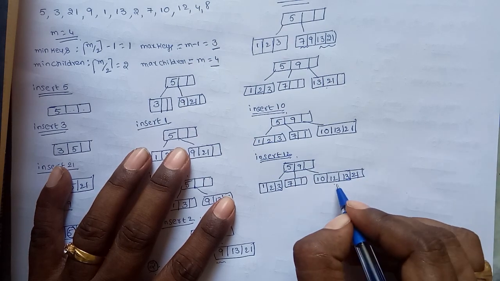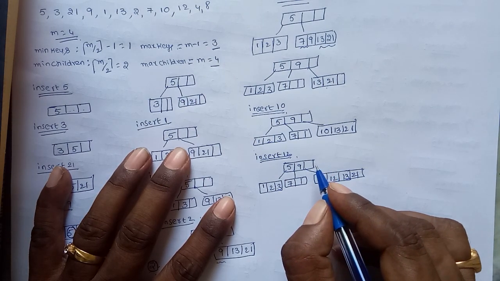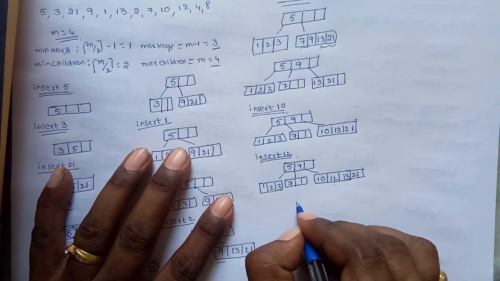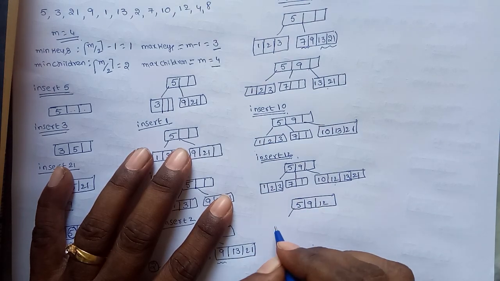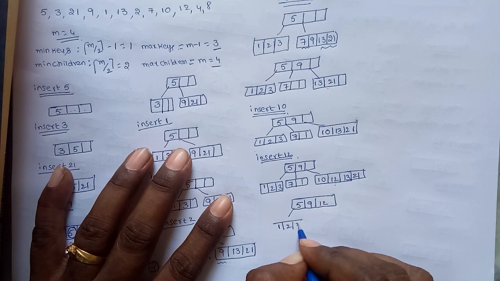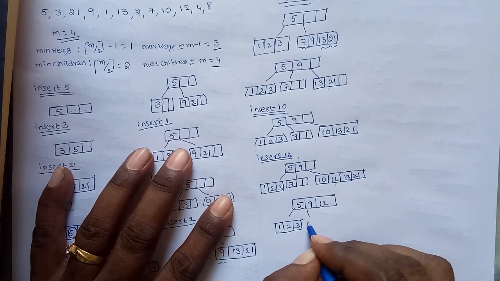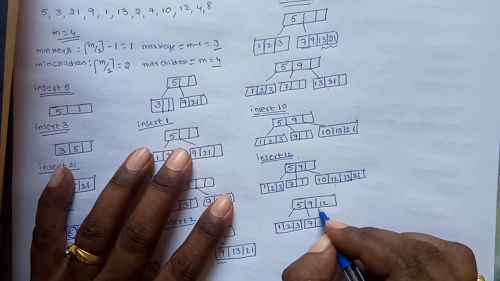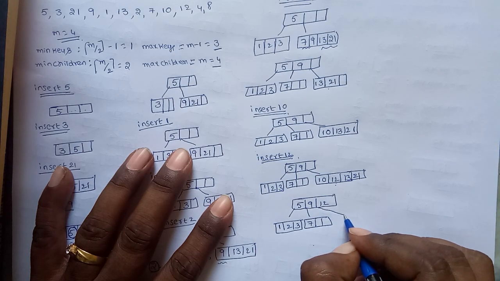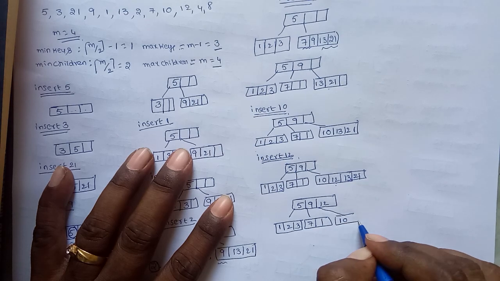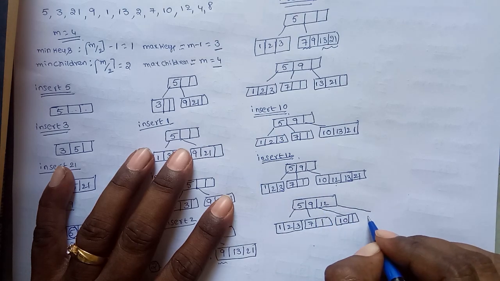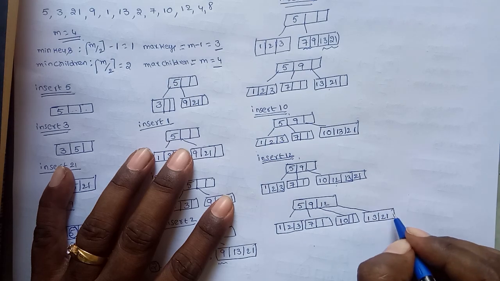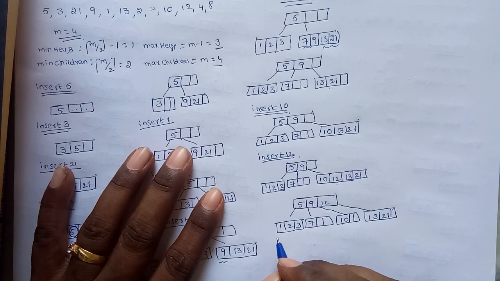Move the element 12 to the root. So by moving the element, 5, 9, 12. Okay, 1, 2, 3, 7. For 12, automatically 10 is the right child to 9, and at the same time the left child to 12. 13 and 21. Now next, insert 4.